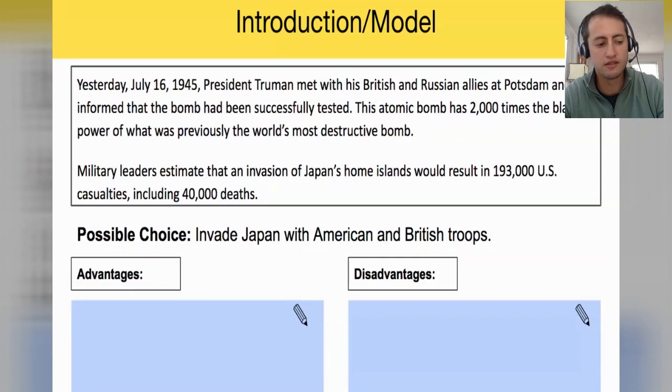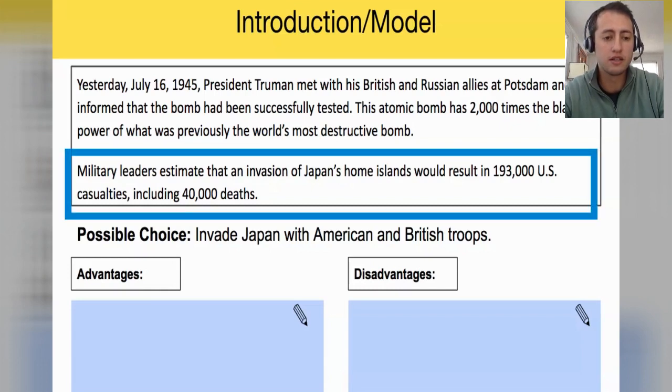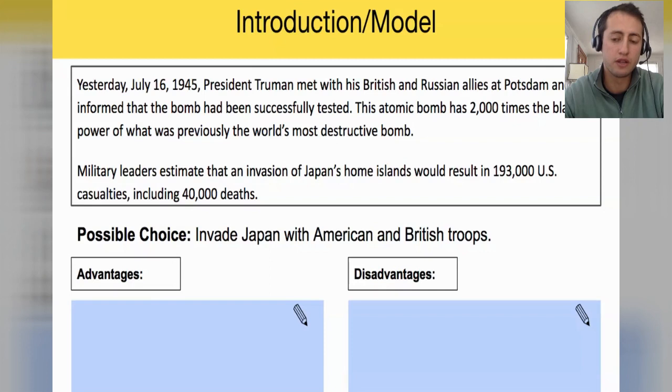This would have been the traditional warfare, not using the atomic bomb, simply invading with troops. And so students should be thinking about, based on their reading, what were the advantages and disadvantages of this possible choice. And this is a pretty straightforward one. The advantages would have been that the U.S. military at this point was strong, the British military was strong, and they would have probably been very successful militarily in a ground invasion. The disadvantages, based on the sentence up here, is that it would result in almost 200,000 casualties and about 40,000 deaths.